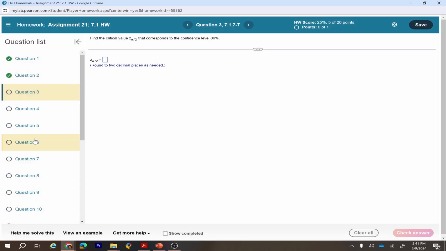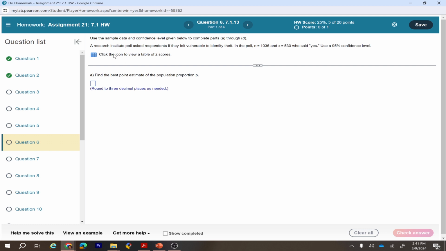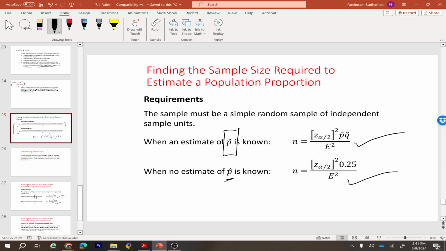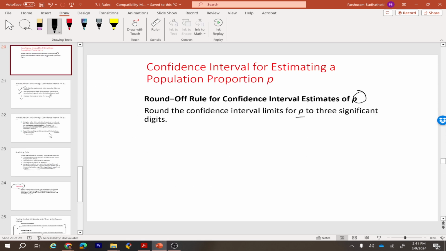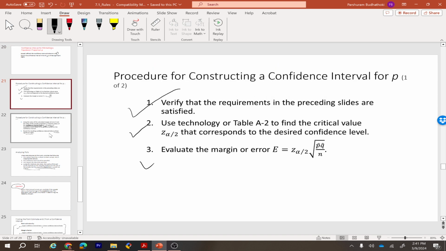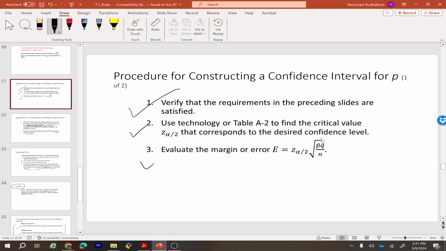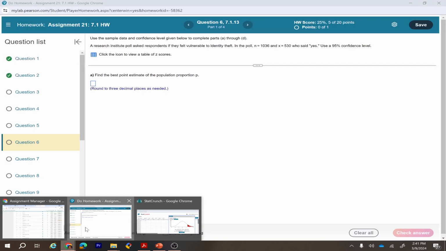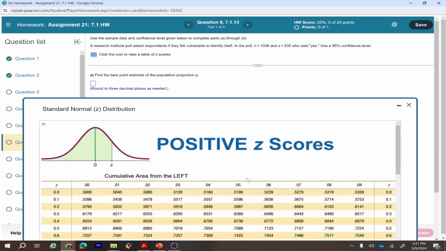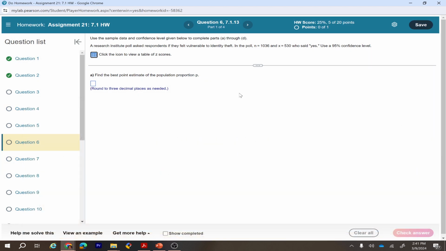Okay, let's do one example here. Use the sample data and confidence level given below to compute parts A through D. So this is the information we have been given. To find the confidence interval, if you go back to the formula here, you can see the confidence interval can be found by finding this margin of error. For the margin of error, you need to find the critical number, and for that you have to use StatCrunch. Either we use StatCrunch or we can use the table, but I'm going to use StatCrunch.